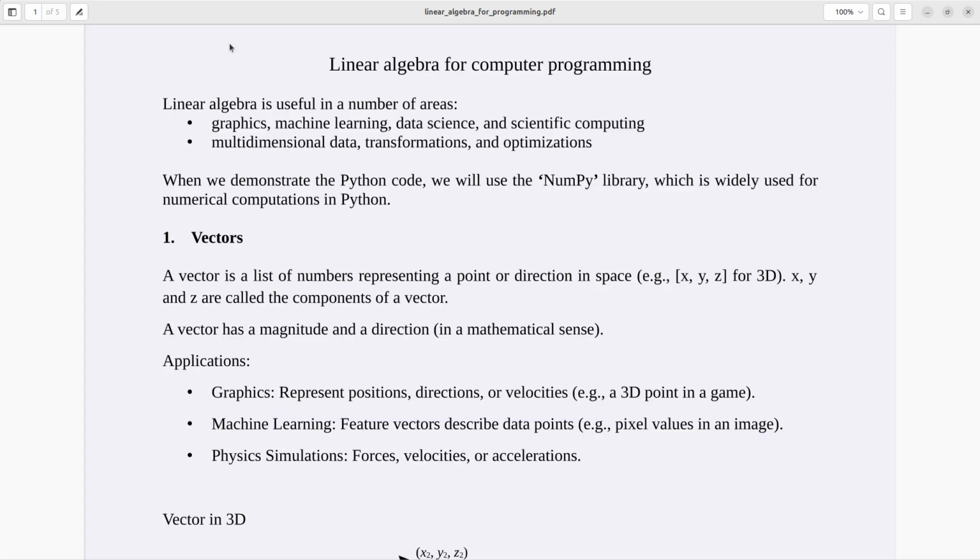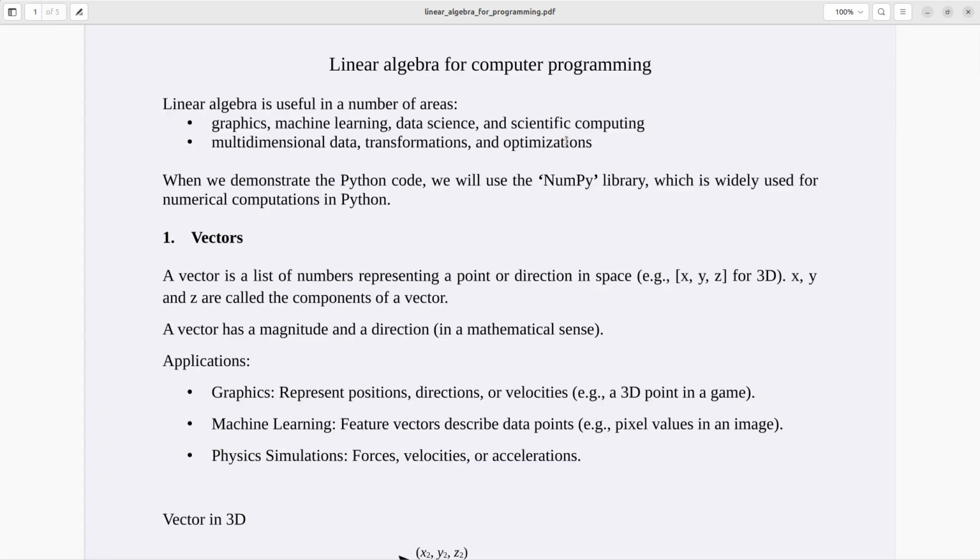So how can we use linear algebra in computer science or computer programming? We can use the linear algebra topic in graphics, machine learning, data science, and scientific computing. Also, we need to use linear algebra to handle the multi-dimensional data, the transformations of the data, and even the optimization can be achieved by using linear algebra.